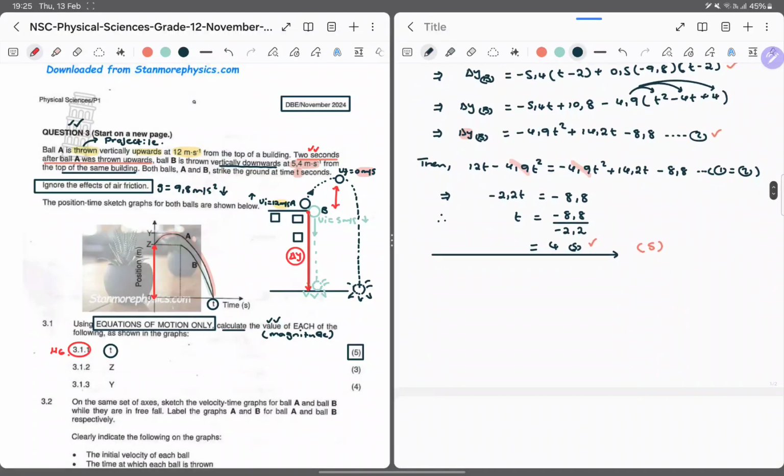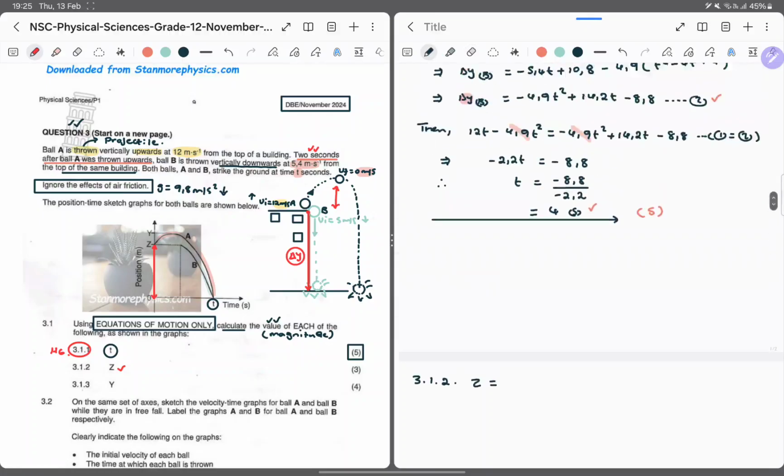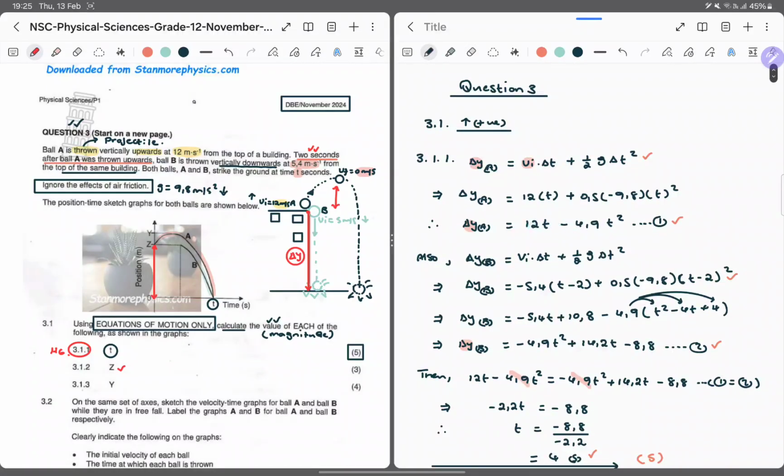Okay, let's move on to the next question. We have 3.1.2. We need to find z. So z is nothing but this height of the building. So we can use any one of the two equations above. We know that z is going to be equal to delta y, since we showed it. Or perhaps let's not even waste time. We can use the first one because it's much easier.